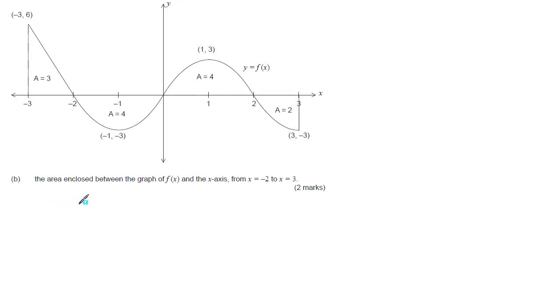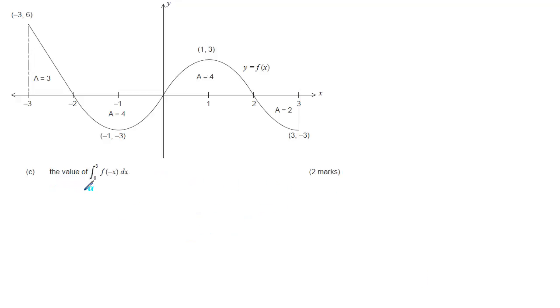The area enclosed between the graph of f of x and the x-axis from -2 to 3. So here we're not going to worry about the signs, because the area itself is actually 4. The only reason we counted it as negative is because it was below the x-axis. So going from -2 through to 3, that's going to be 4 plus 4 plus 2, which gives us 10 square units.